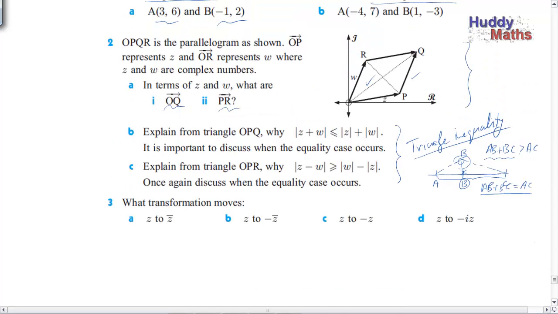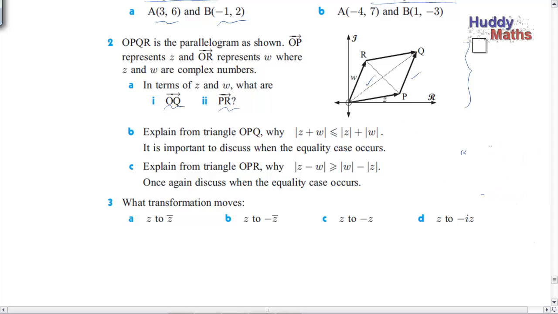Okay, so we'll scrub this out and have a look at these two problems with that diagram. Let's look at the first one and how you set out the proof. OPQ, that's this triangle in here. Explain why the size of Z plus W is less than or equal to size Z plus size W. So this is W here.